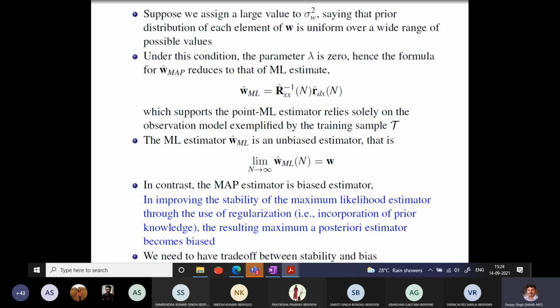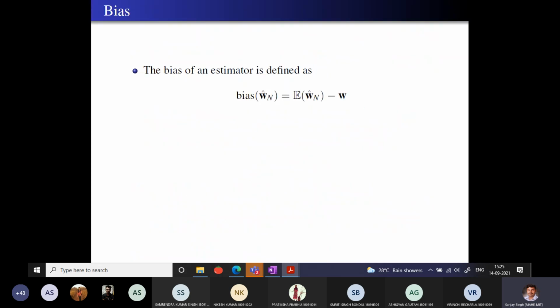Finally, we have to have some sort of trade-off between the stability and the bias. To make it more stable we have taken prior information, but by incorporating the prior information this estimator has become biased, which is not a good idea. So we have to have a trade-off between the two. Now what do you mean by bias? In general, the bias of an estimator, where the hat means the estimated value, not the true value, is defined as the expectation of the estimator minus the true value.